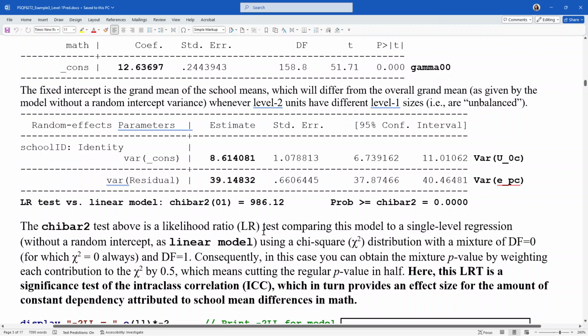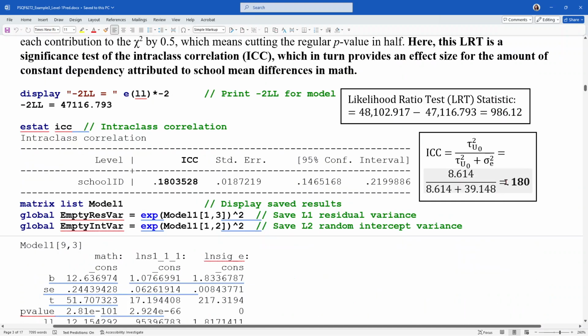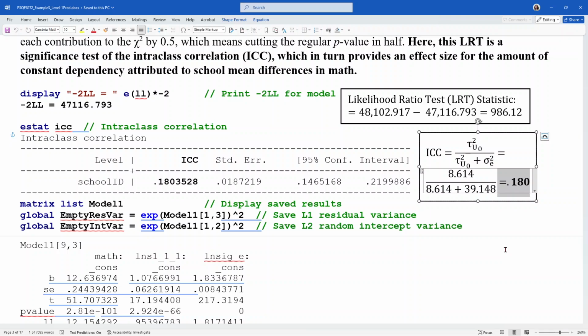We did an empty model here. ICC is 0.18. So that means that any level 2 predictors at most can explain 18% of the variance in this outcome. Level 1 predictors then can potentially tackle the other 82%. Yay, math.